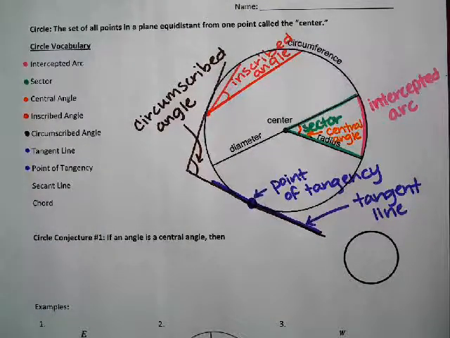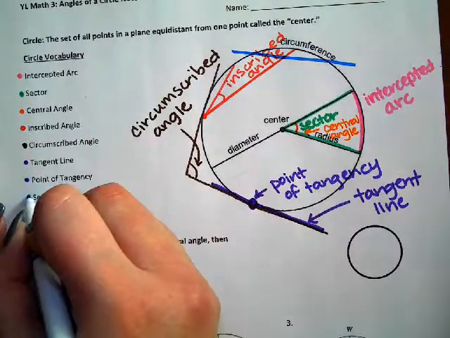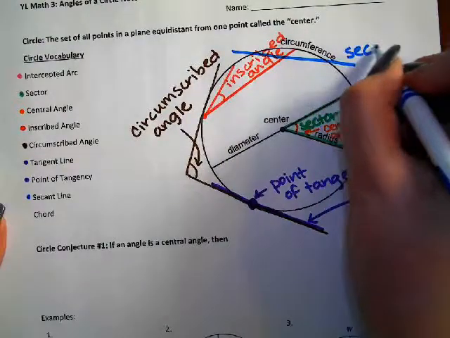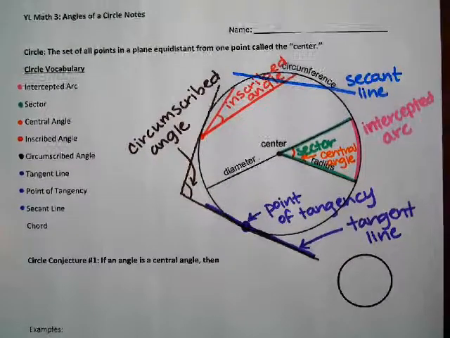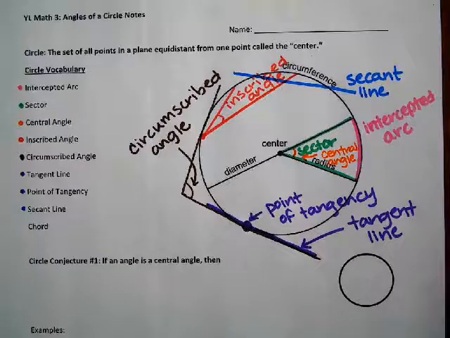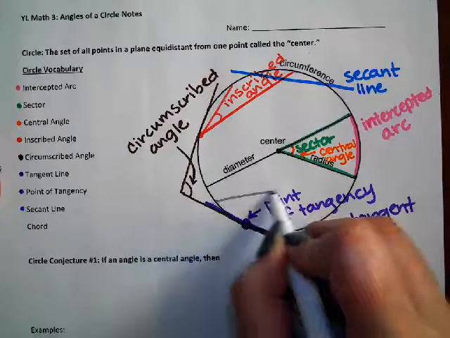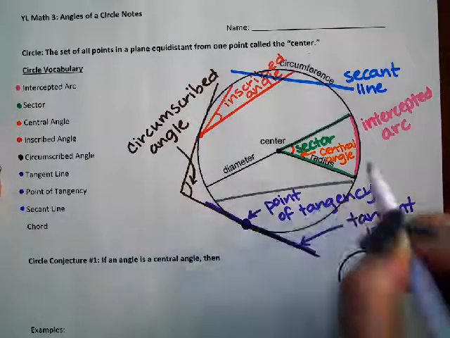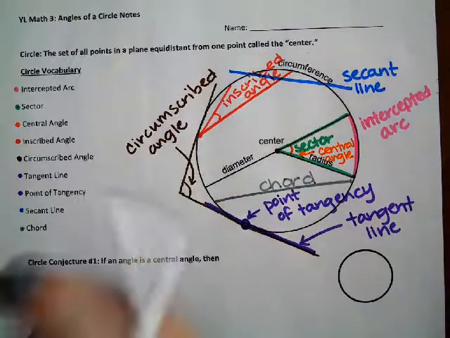Next, we have what is called a secant line. Doing that in blue. This is a secant line. A secant line goes through the circle, so a secant line is going to touch the circle in two spots. A tangent line only touches the circle in one spot. And then next on the list we have a chord. A chord.